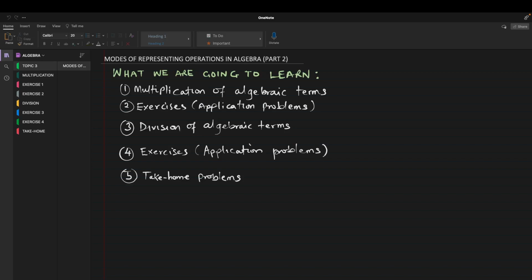Last week, we learned the two different types of operations in algebra, and that was addition and subtraction. Today, we will be learning the two other types of operations in algebra, which are multiplication and division. So as you can see on my screen, we will be learning how to multiply algebraic terms together. We'll take a couple of exercises after that. Also, we will be doing some division of algebraic terms, and we'll take some word problems as well. And as usual, you would also have some take-home problems.